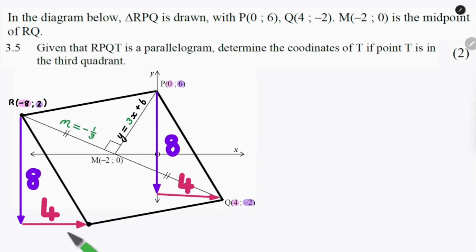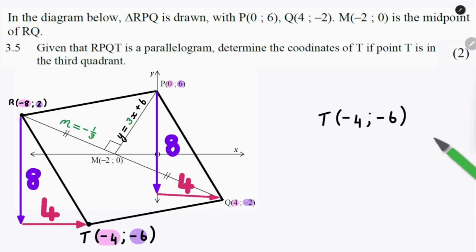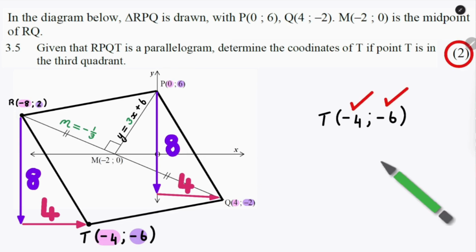Okay, now with this we can get T. And to get the x value of T, we exclusively look at the x value and the horizontal movement. So I'm going from -8, 4 units that way. It will take me to -4 because I'm adding 4. And then if I go down 8 units, I only look at the y value. So 2 minus 8 will give me -6. And now we officially have T to be (-4; -6). And you'll earn 1 mark from your x value and 1 mark from your y value.